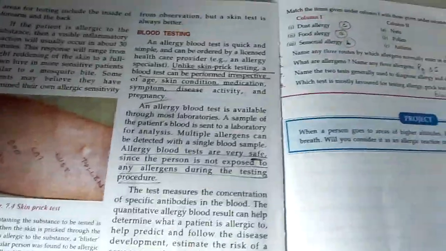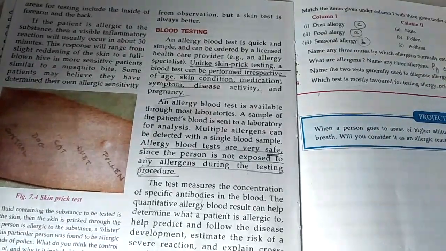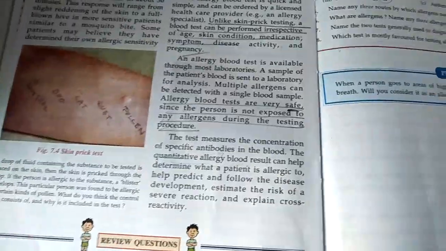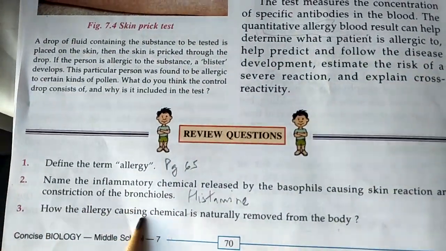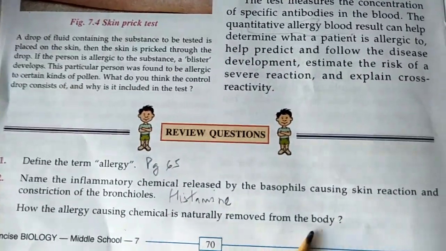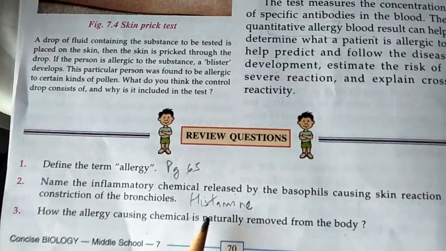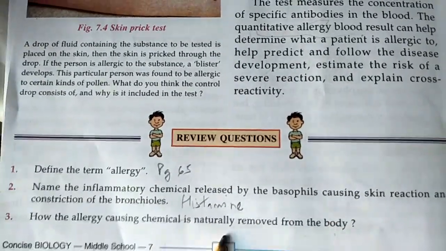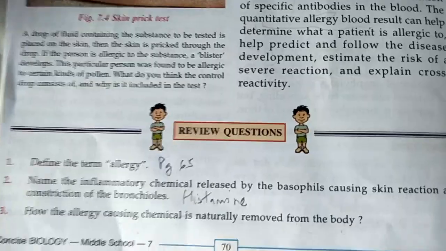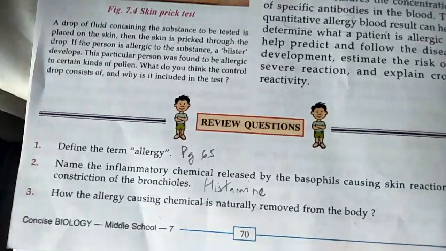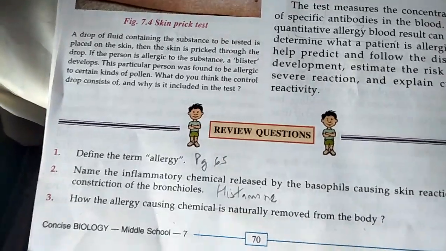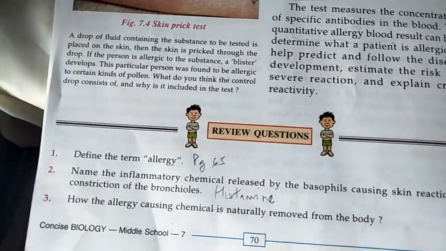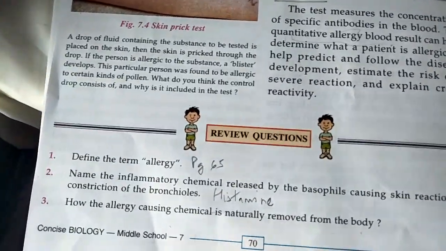With that, we come to the end of this exercise. The only tricky question here was how the allergy causing chemicals are naturally removed from the body. They are removed by the various ways that toxins are excreted from the body. Normally, how are toxins excreted? They are excreted by the excretory system, by the digestive system, and by sweat. And unnatural ways like vomiting, etc.